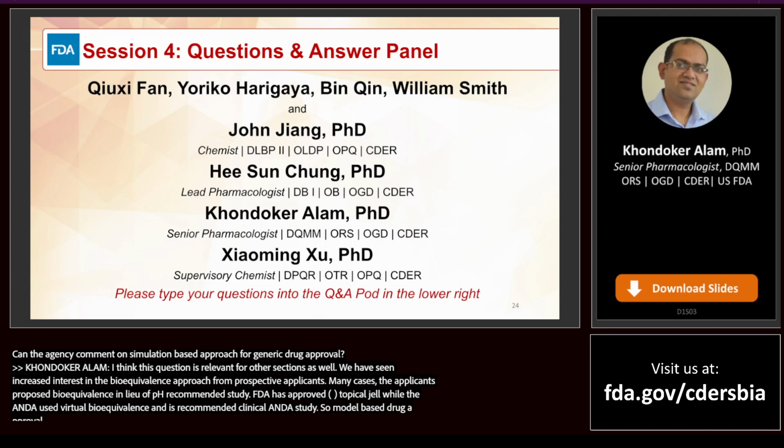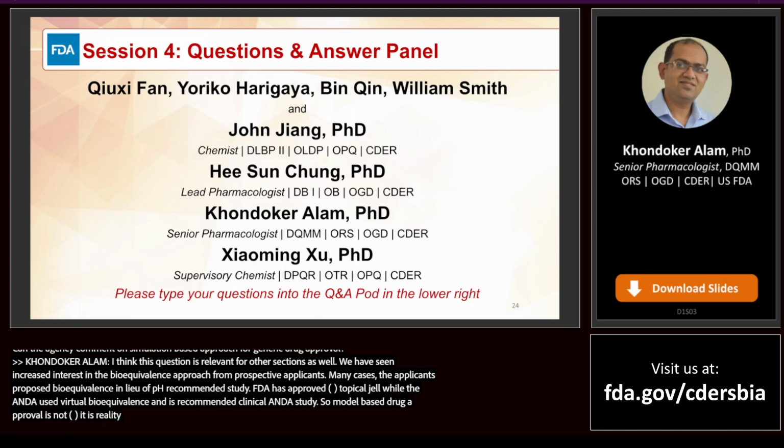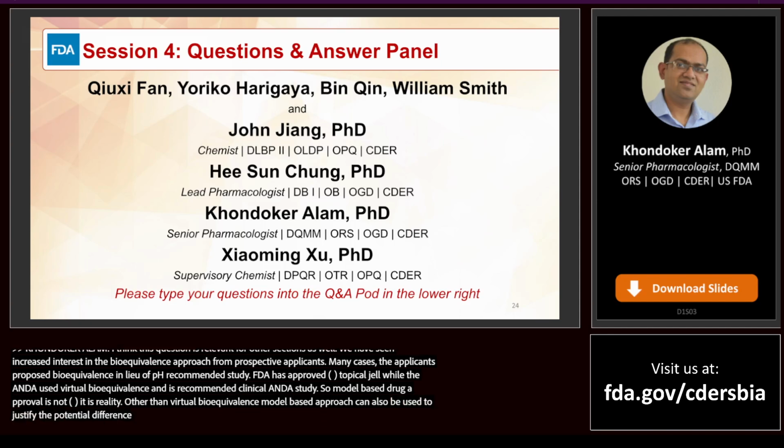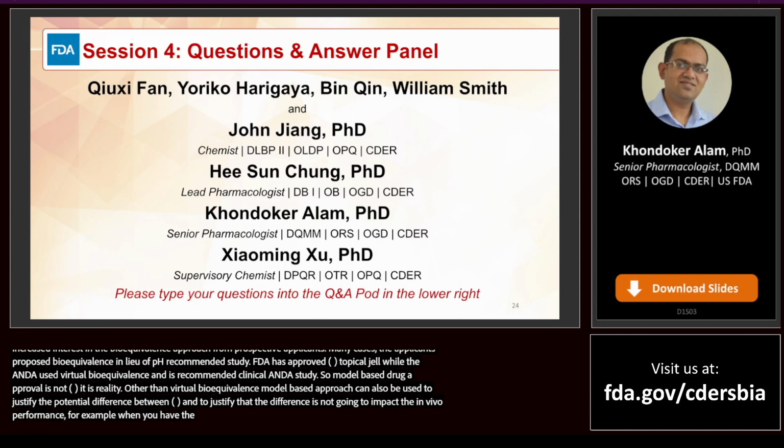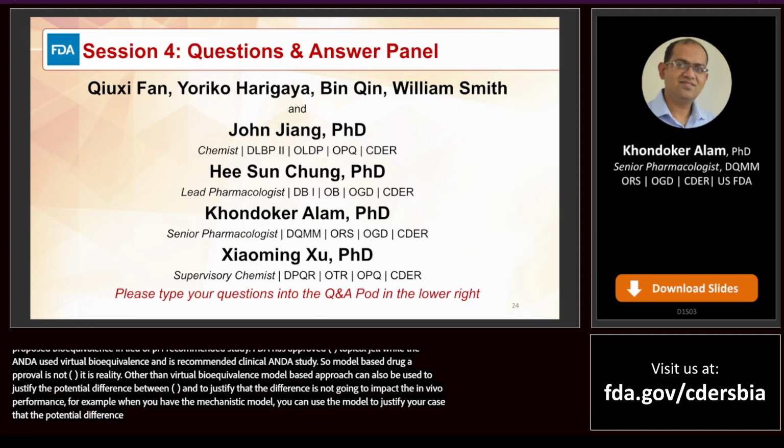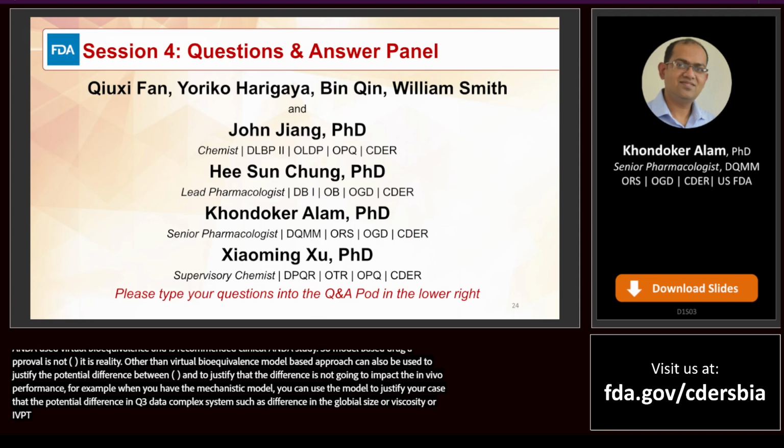It is a reality. And other than virtual bioequivalence, a model-based approach can also be used to justify the potential difference between test and reference drug product, and to justify that the difference is not going to impact the in vivo performance. For example, when you have a mechanistic model, you can use the model to justify that potential differences in Q3 data of complex systems, such as differences in globule size or viscosity or IVPT profile, may not impact the in vivo performance of your test formulation.